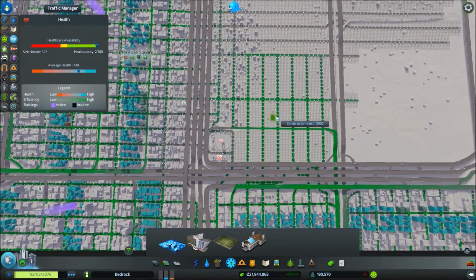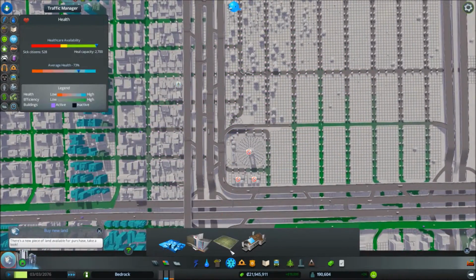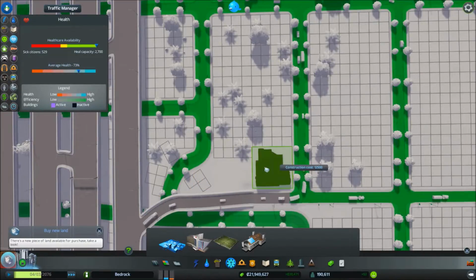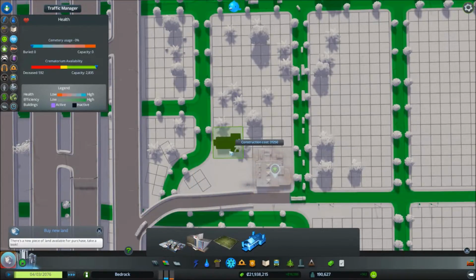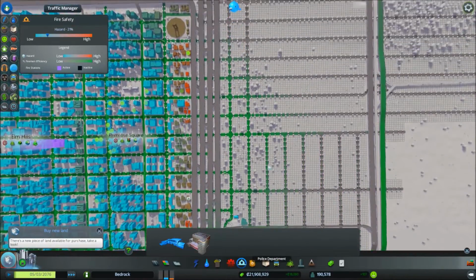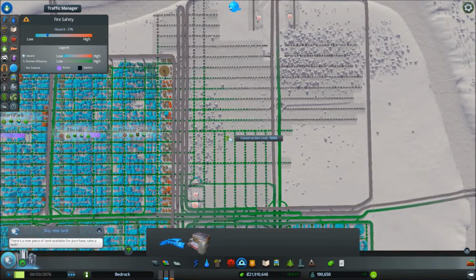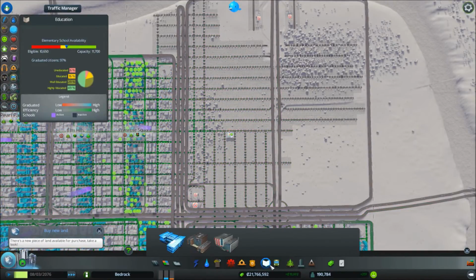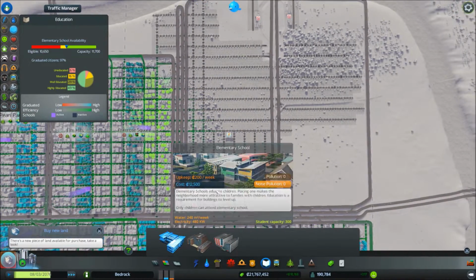As for the services themselves, I was running low on health services, so this is the spot where I will get the clinic. And also where I will be getting a crematorium. As for the fire services, there should be a fire station right here in the middle. Also probably a police headquarters. Then an elementary school.